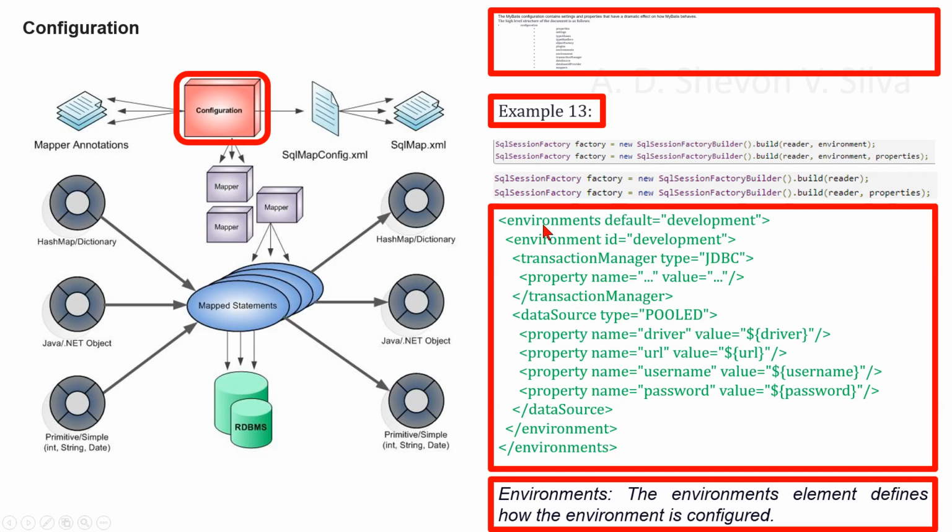The default environment ID, for example, default equals development. The environment ID for each environment defined, for example, id equals development. The transaction manager configuration, for example, type equals JDBC. The data source configuration, for example, type equals pooled. The default environment and the environment IDs are self-explanatory. Name them whatever you like. Just make sure the default matches one of them.